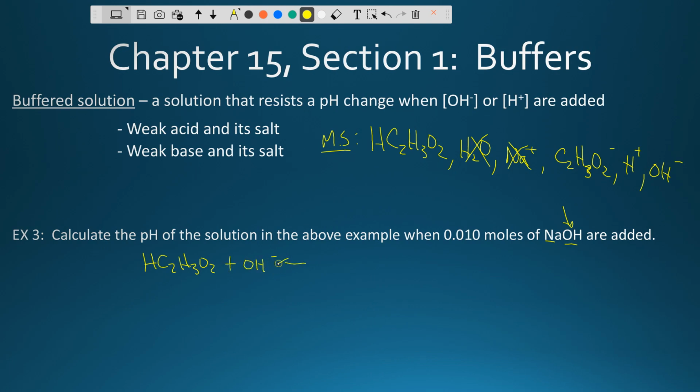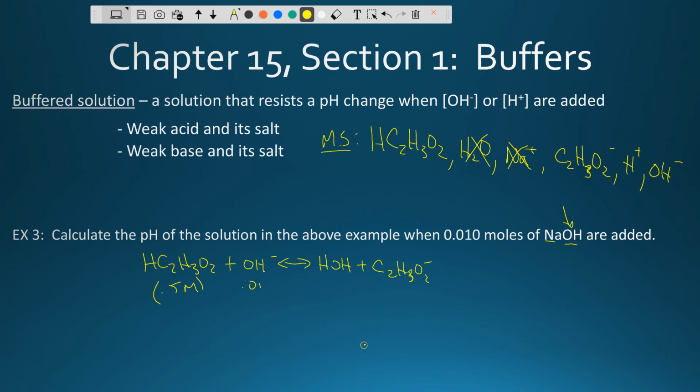Okay, the question is how much. From this, we're going to be pulling off one of the hydrogens, and we're going to make water, and that will give me my C2H3O2. Okay, so I see that I started with a 0.5 molar solution of this. I saw that I had 0.010 moles of my hydroxide.